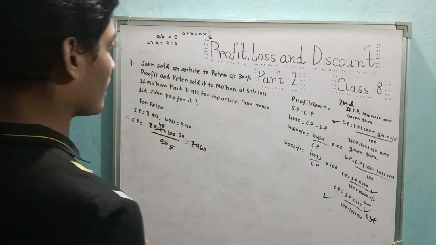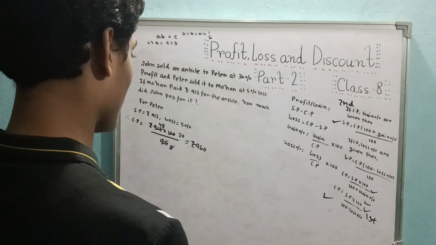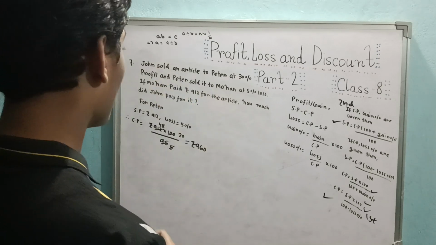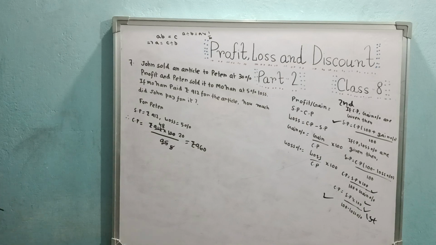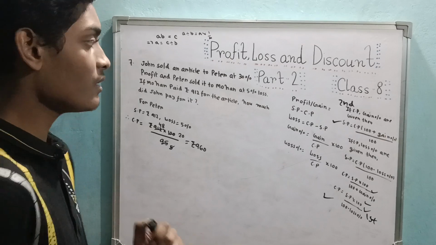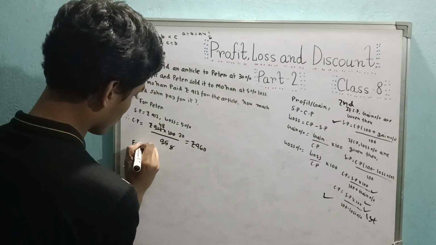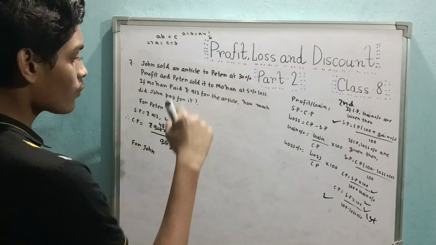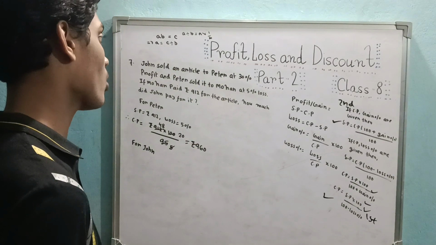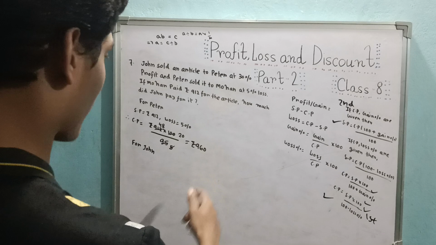So John sold this article to Peter. Now, Peter's cost price is this. That means Peter bought this article from John at this price. Peter's cost price means what? Peter is buying this from someone, and Peter is buying from John. We can see that John sold the article to Peter. So Peter's cost price from John is this one. Therefore, for John, Peter's cost price is equal to John's selling price. Obviously, Peter is buying from John, so John is selling it to him. So John's selling price is this one actually.